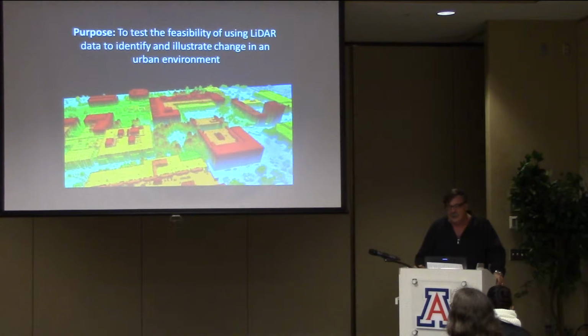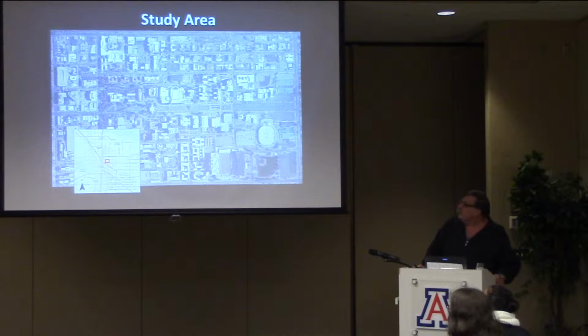The purpose of this study is to test the feasibility of using LiDAR, which is short for light detection and ranging data, to identify and illustrate change in an urban environment. In my case, my urban environment, meaning an environment where there's buildings as opposed to a rural environment, is where we are right now at the University of Arizona. The study area that I'm using is the campus of the University of Arizona. It's delineated by Speedway on the north, Campbell on the east, 6th Avenue on the south, and I went all the way to Euclid on the west.